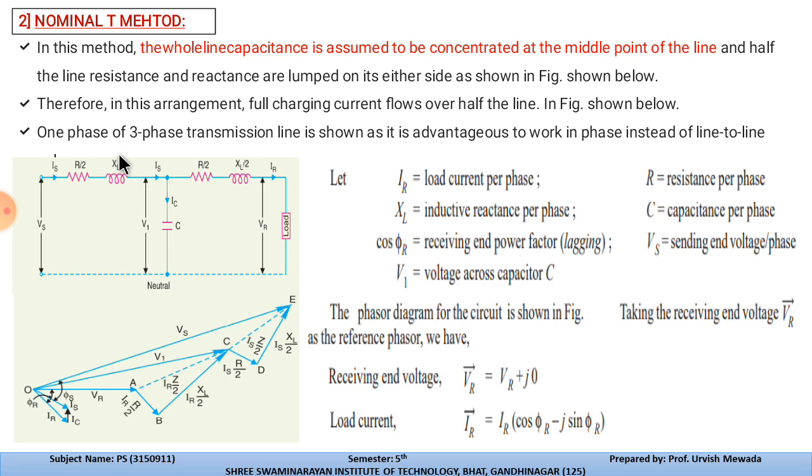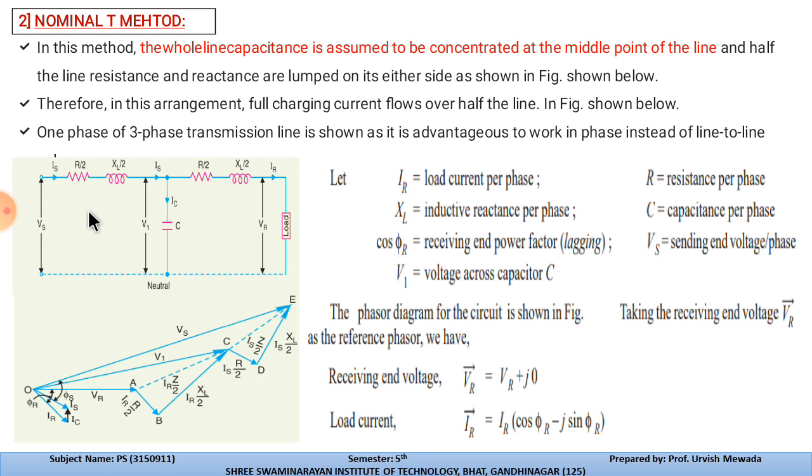First of all, we have divided the transmission line in two parts with the help of a capacitor in between. This is the capacitor which is considered in the transmission line at the middle of the transmission line. That's why this is forming the T, and that's why this is called the nominal T method. So in this method, the whole line capacitance is assumed to be concentrated at the middle point of the line.